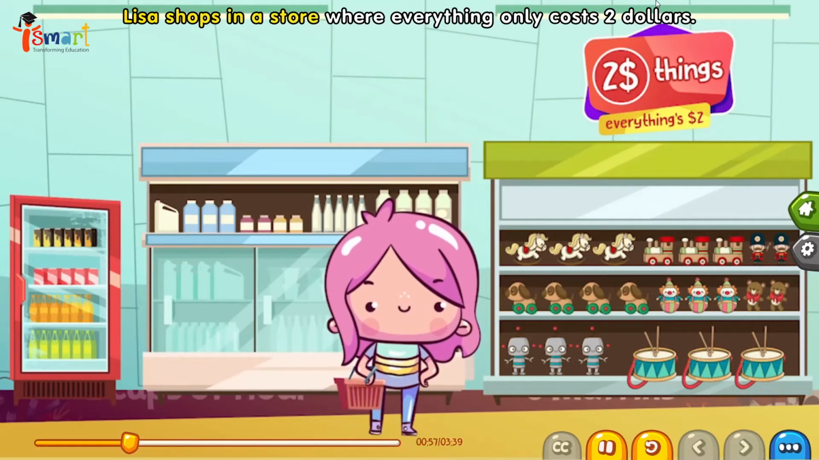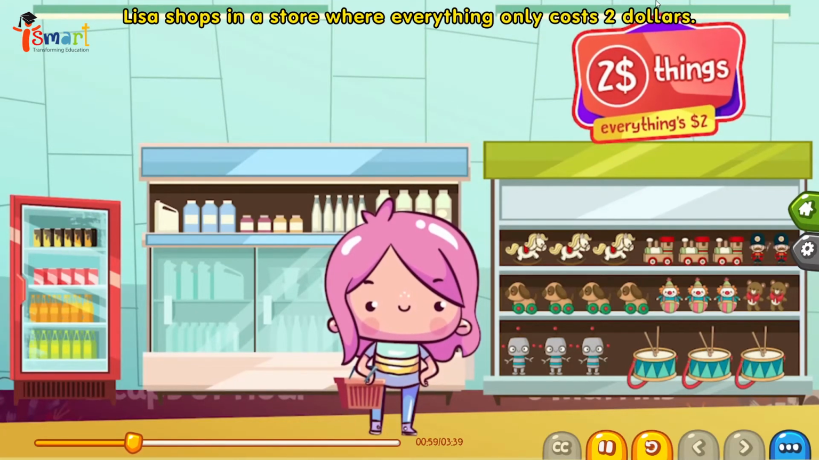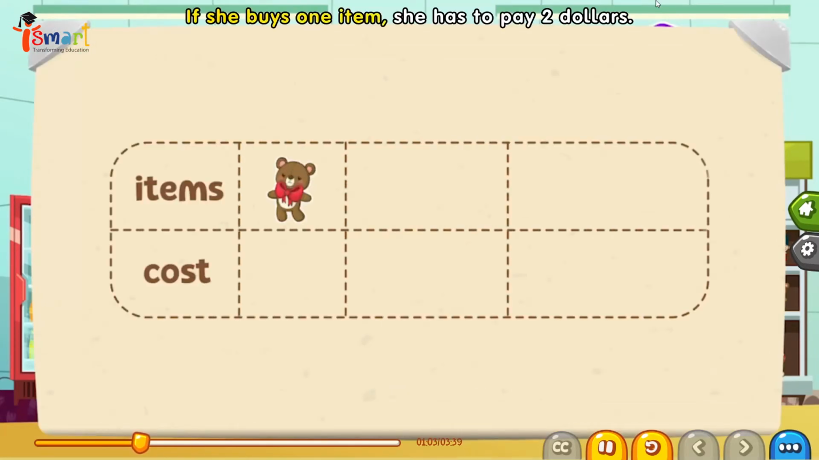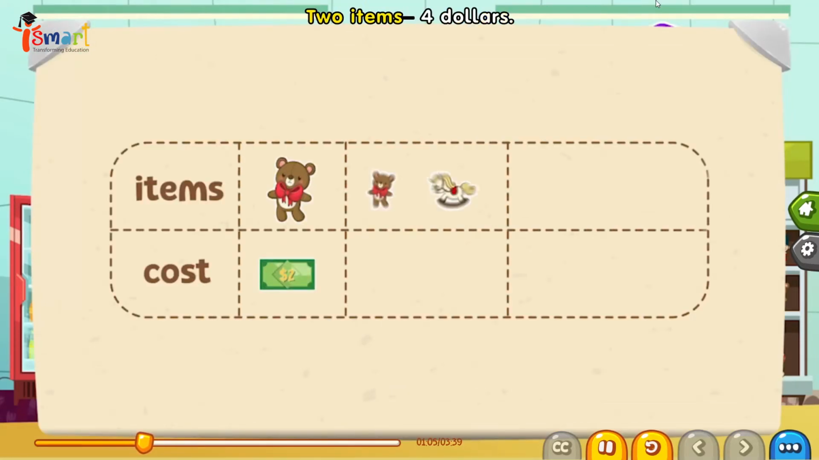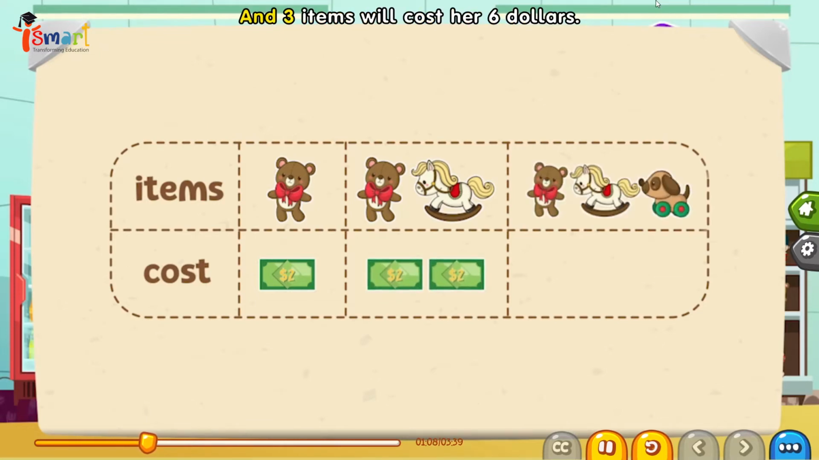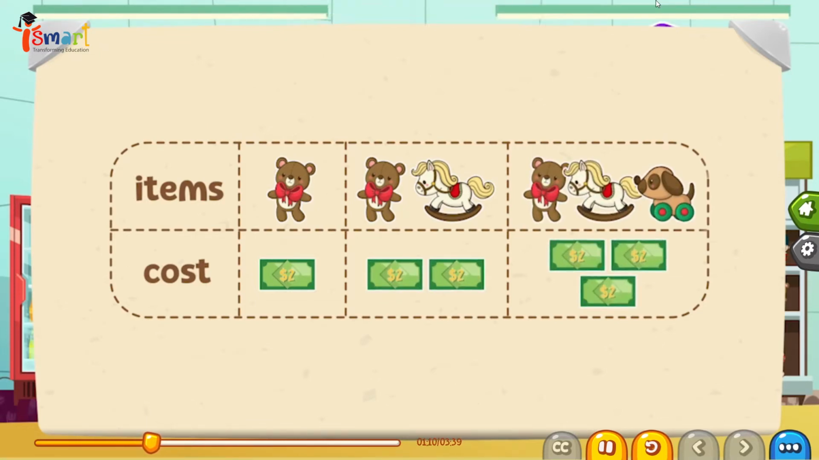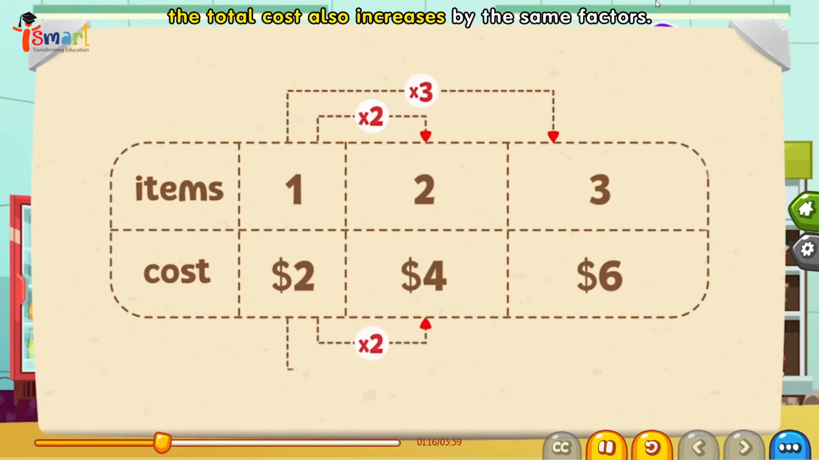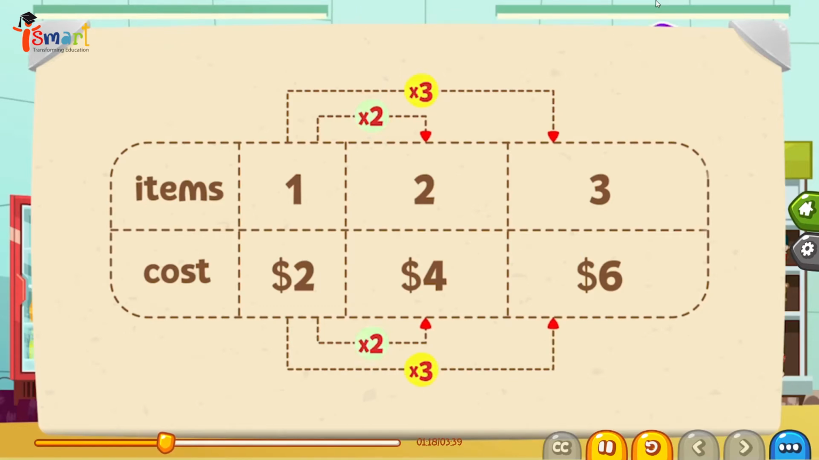Lisa shops in a store where everything only costs $2. If she buys 1 item, she has to pay $2. 2 items, $4, and 3 items will cost her $6. You can see that as the number of items increases, the total cost also increases by the same factors.